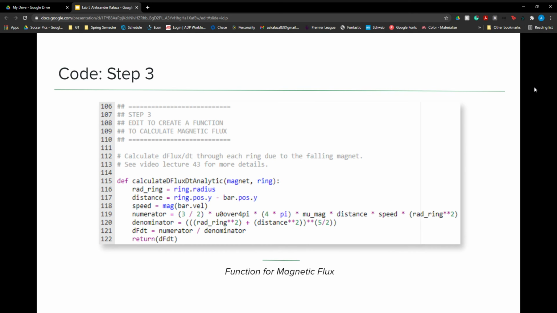And then in step 3, this was a very important function for this lab, was to calculate the change in flux over change in time given a magnet and a ring. I used the formulas we learned in class and used the y position for the distance to come up with this code here for the lab.